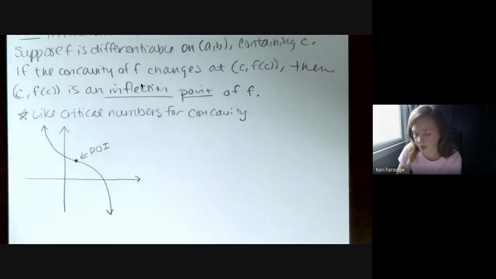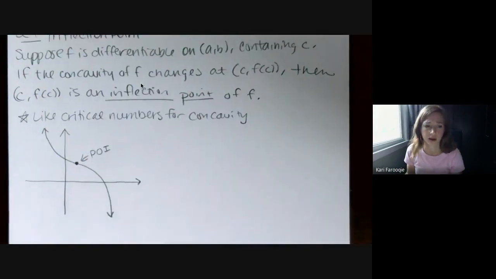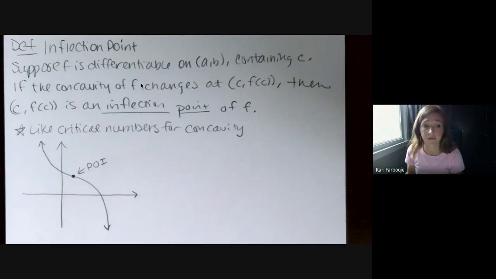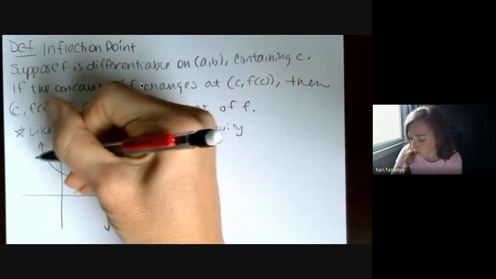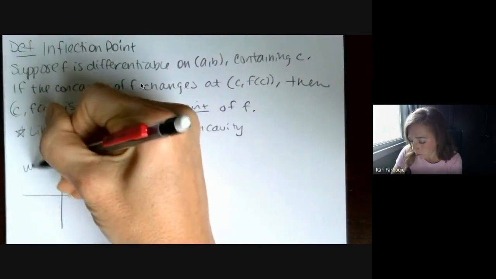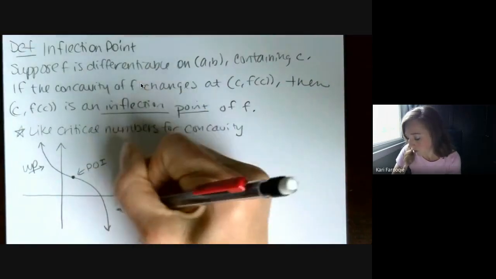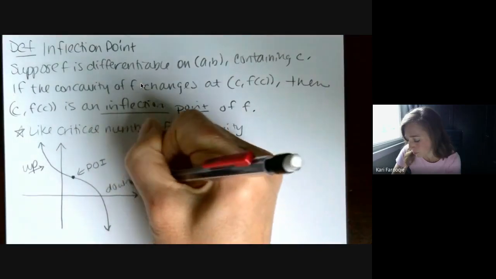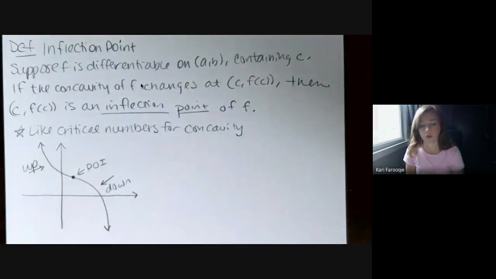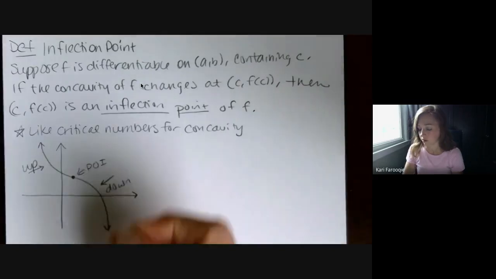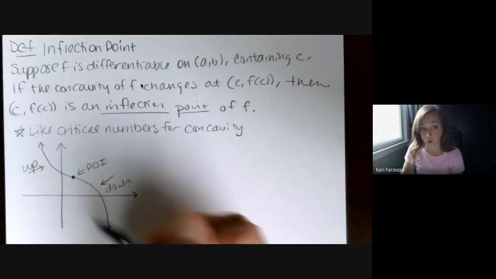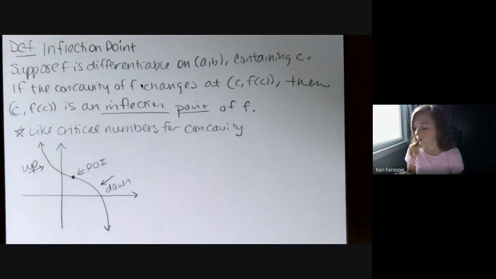I always abbreviate these POI because nobody wants to write out point of inflection, like ever. But this would be a place where our concavity would change from concave up to concave down. And what we're going to be doing here is using the next theorem to find places where the point of inflection exists. But the point of inflection would be that switch where the concavity changes.